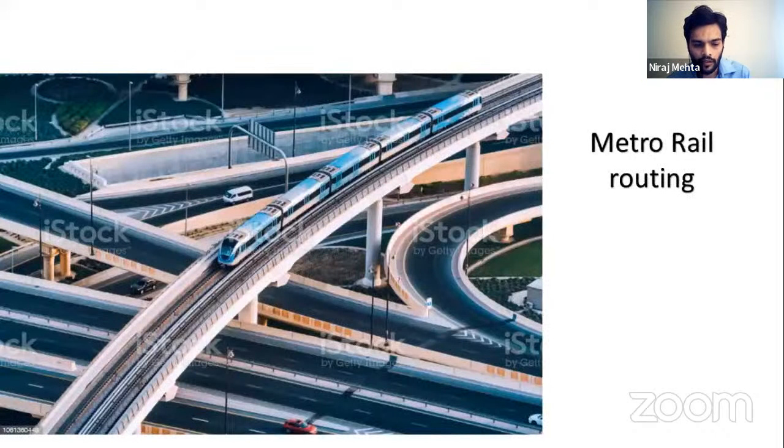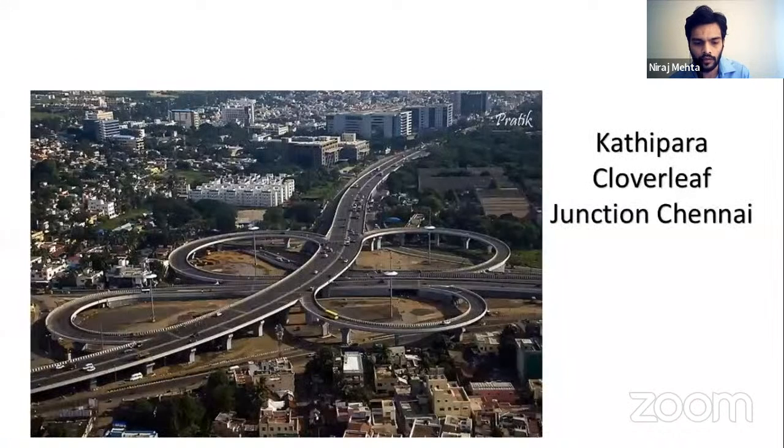Now, as you can see, a transportation engineer not only deals with roads, but also has to plan the routing for metro rails in a city, then railways which connect different cities, then airways and waterways. These are some of the sample images that a transportation engineer would be involved in. This is the Kathipara Cloverleaf Junction in Chennai, which is a very iconic roadway design to connect to the main freeway.